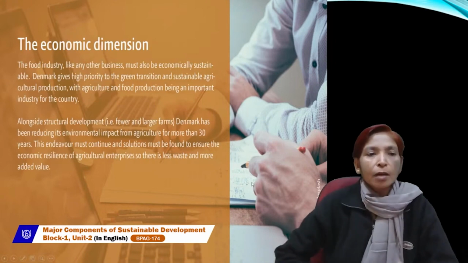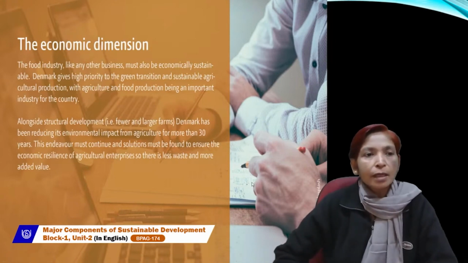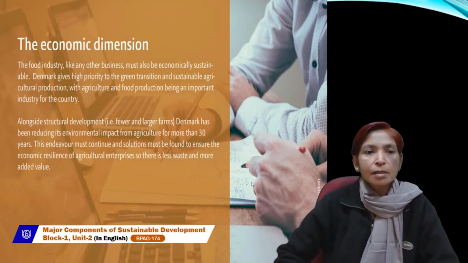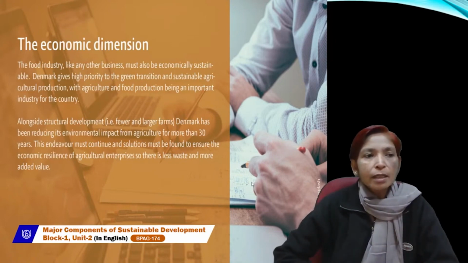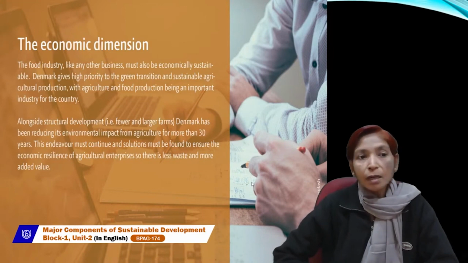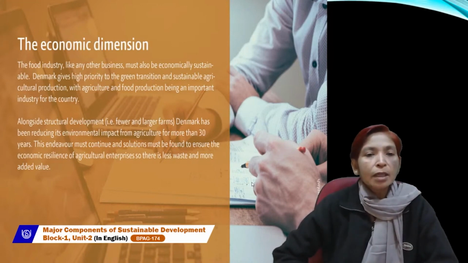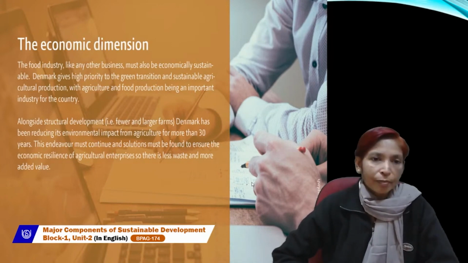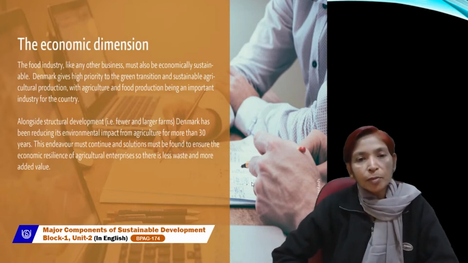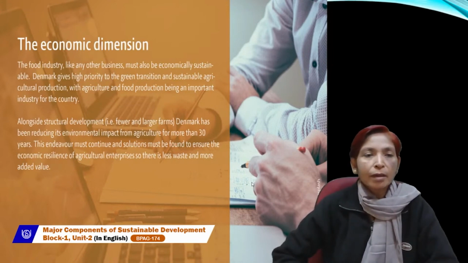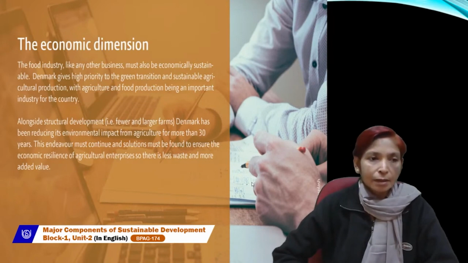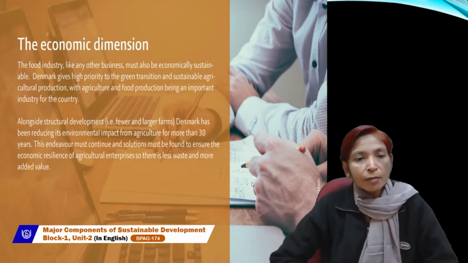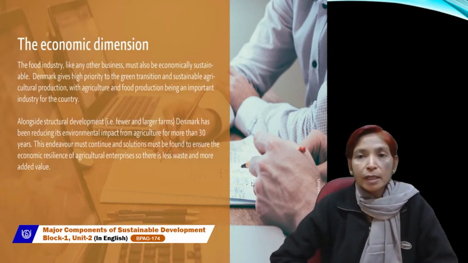Economic dimensions. The food industry, like any other business, must also be economically sustainable. Denmark gives high priority to the green transition and sustainable agriculture production, with agriculture and food production being an important industry for the country. Alongside structural development, Denmark has been reducing its environmental impact from agriculture for more than 30 years.